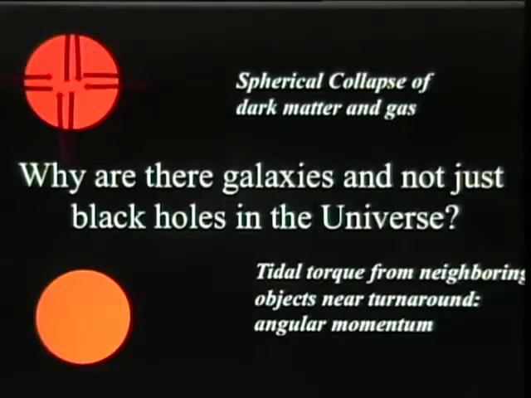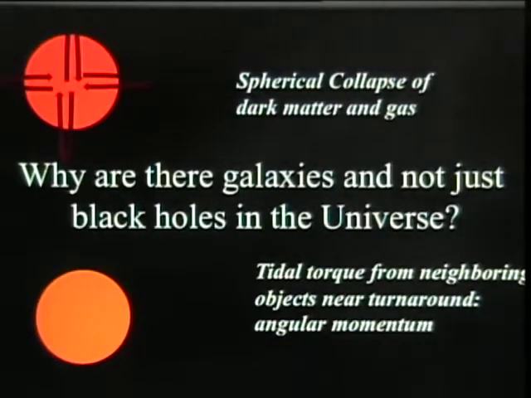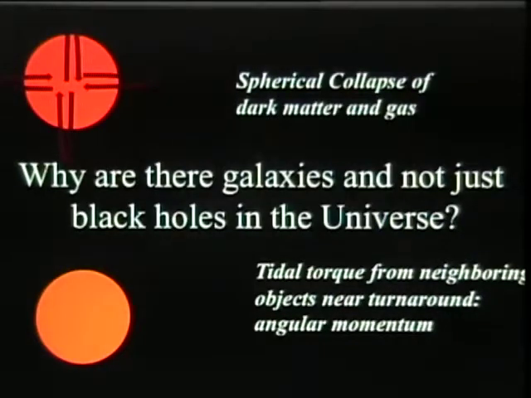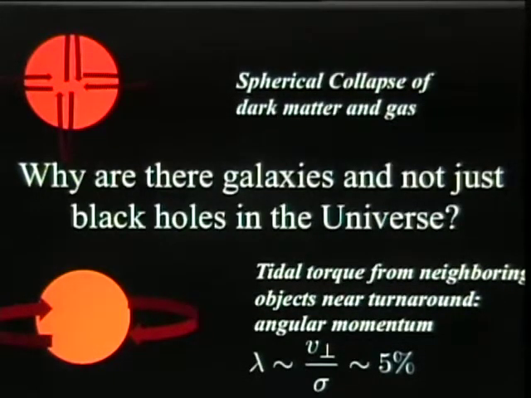The answer is that there are external forces exerted on any collapsing object in the universe from neighboring objects. As a result of that, there is a little bit of rotation, a little bit of spin, given to any collapsing region in the universe. So the region does not collapse purely spherically, but has a little bit of rotation. And so as the gas cools and condenses to the center of the collapsing object, this rotation prevents the gas from reaching the center. The level of rotation is of order 5% of the velocity dispersion of the collapsing object. That's the level, the amplitude, of the external effect from other neighboring objects.